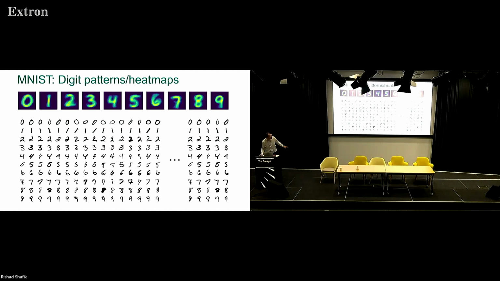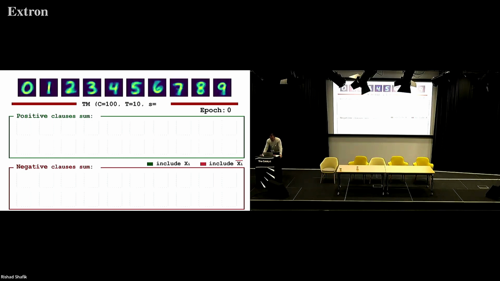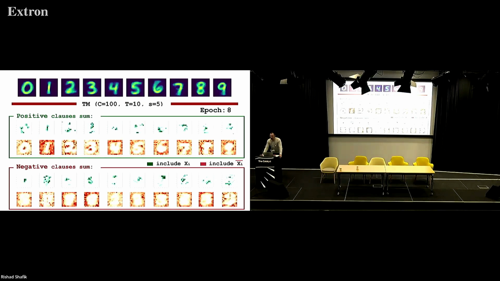So here you can see, if you overlap all of the numbers, zeros, 1, 2, 3, you could see this heat map which gives you a pattern of each and every digit in the MNIST data set. And now let us look at how the Tsetlin machine can develop these patterns by learning from the MNIST digits.